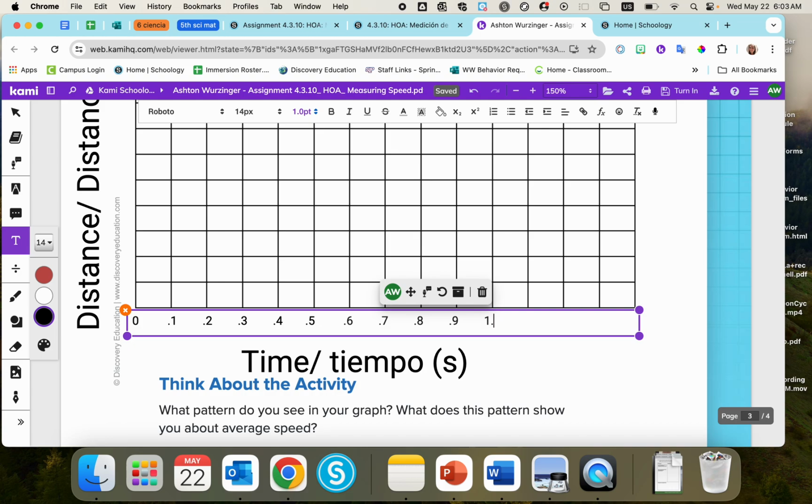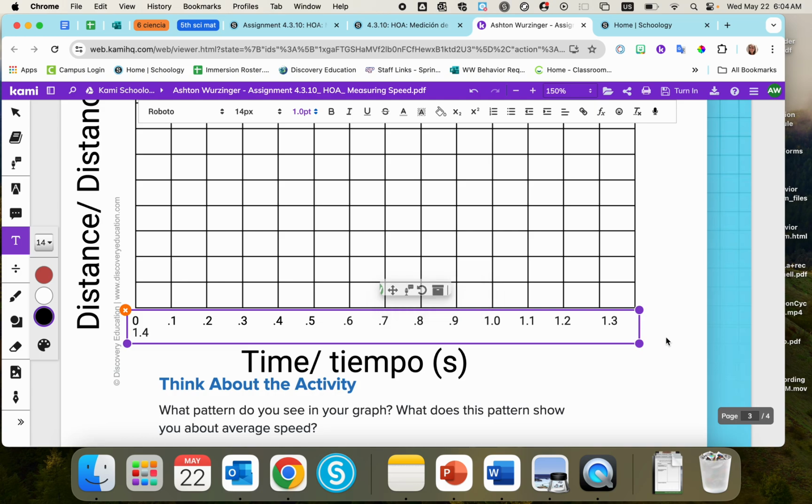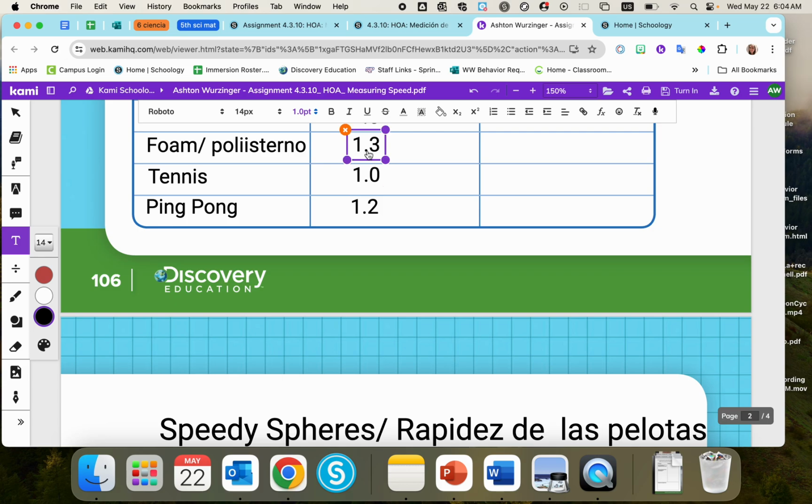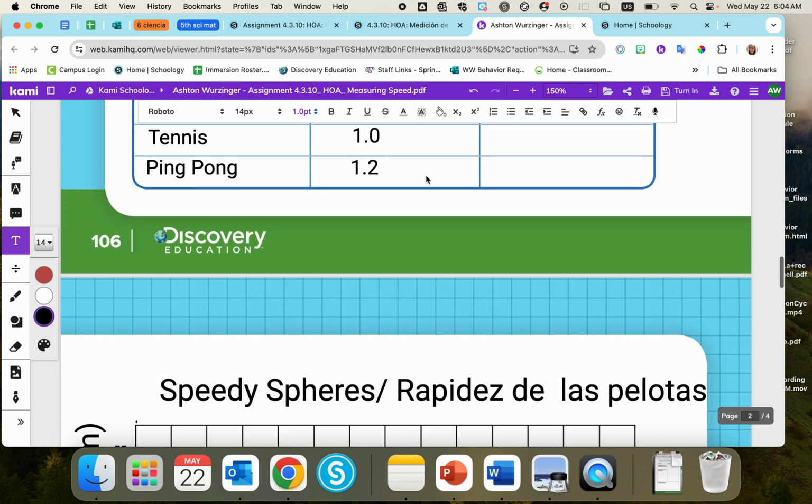Then we come to 1 second, 1.1 second, and I can fit one up to 1.4. So if you don't have room for 1.4, you might have to count by 2s: 0.2, 0.4, 0.6, 0.8. That way you can get more on here. So my 1.3 will fit.